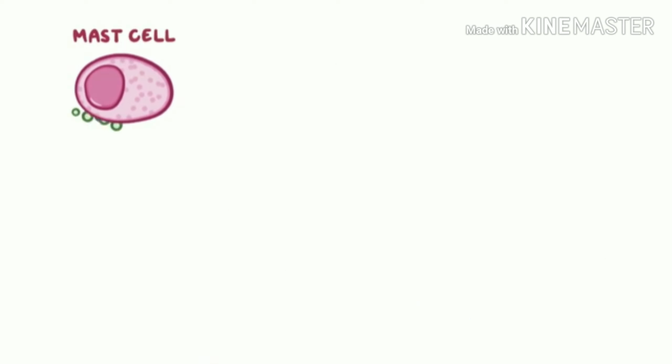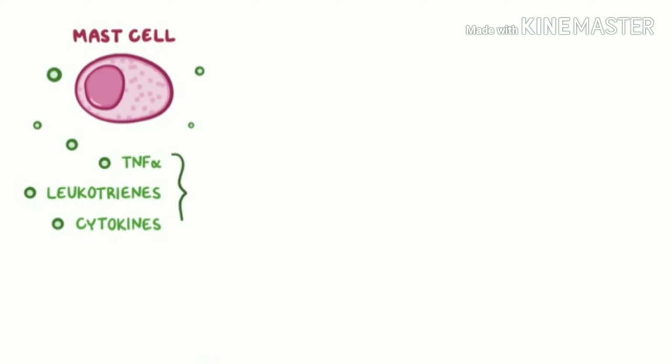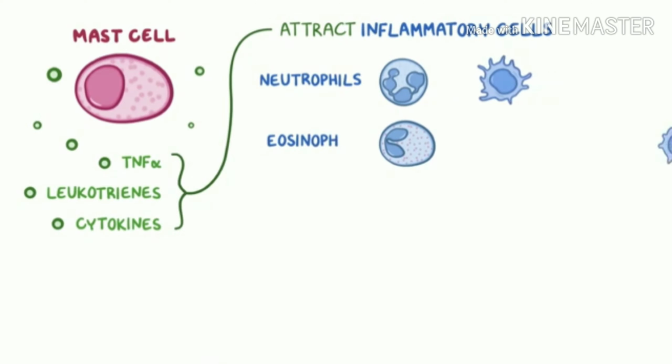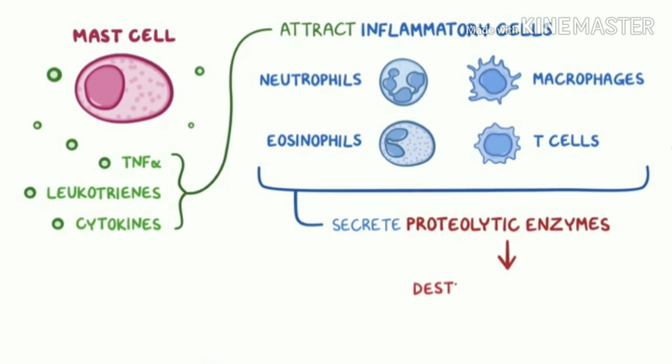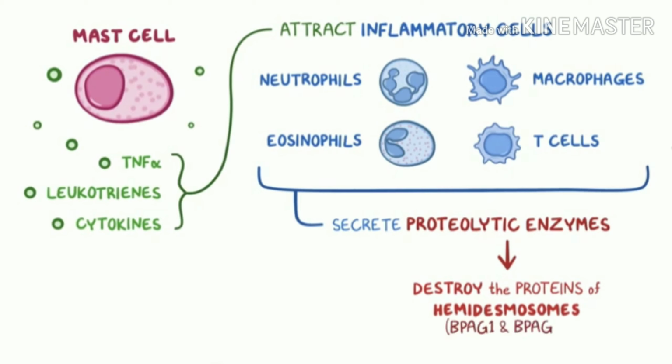The mast cells degranulate and release molecules like tumor necrosis factor alpha, leukotrienes, and cytokines. These molecules attract inflammatory cells like neutrophils, eosinophils, macrophages, and T cells. These inflammatory cells then secrete proteolytic enzymes, which destroy the proteins of hemidesmosomes, BPAG1 and BPAG2.